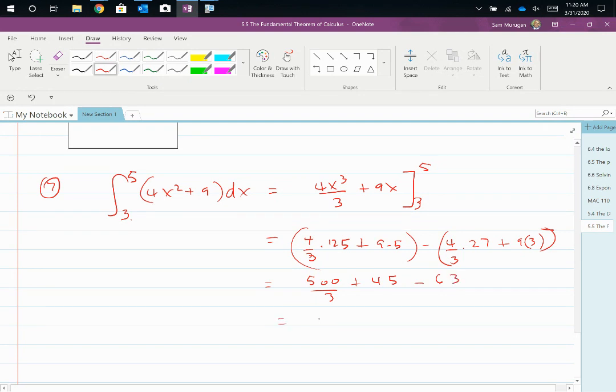So this is 500 over 3. 45 minus 63 is 18. Minus 18. Okay, let's check that back. 8 and 5 is 13. 4 and 5 and 1, 6. So this is 500 minus 18 times 3 is 54 over 3, which is equal to 446 over 3.